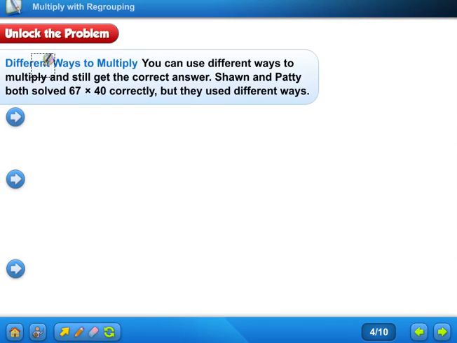Different ways to multiply. You can use different ways to multiply and still get the correct answer. Sean and Patty both solved 67 times 40 correctly, but used different ways. Remember, whatever way works for you is the way you should stick to. But you can use any of these ways. So see which one works best and then pick one way and stick with it.